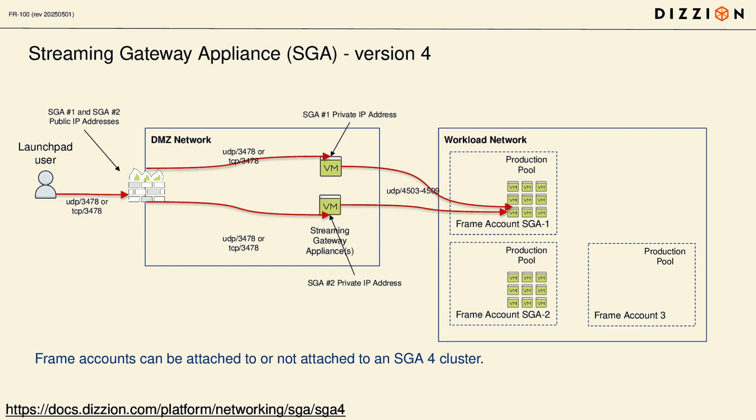FRP traffic will be routed through the SGAs. So, when the user requests a session, the DAS platform directs the end user through the SGA and establishes a connection stream with the workload VM.